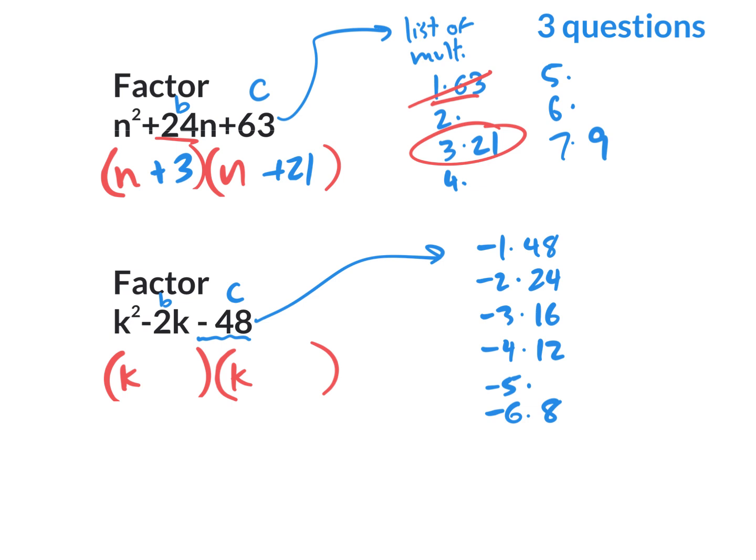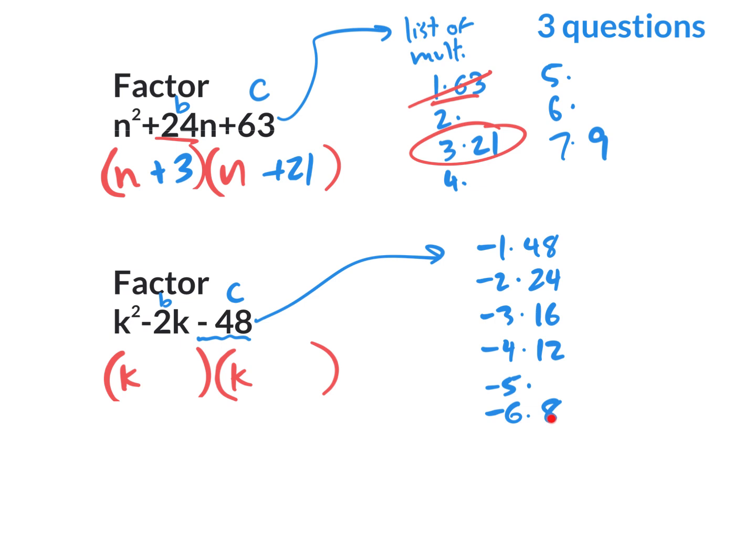Once you have a list of the multiples, now you go back and look at the list, but not thinking of multiplying, but actually thinking of combining. So if you combine 48 minus 1, that'll give you a 47. That middle term is not a 47, so that's not the pair of numbers you want. 24 take away 2 is 22. That's not 22. 16 take away 3 is 13. That's not 13. 12 take away 4 is 8. That's not 8. 8 take away 6 is 2. And we do have a 2 in the middle. So 8 take away 6, that's a good combo.